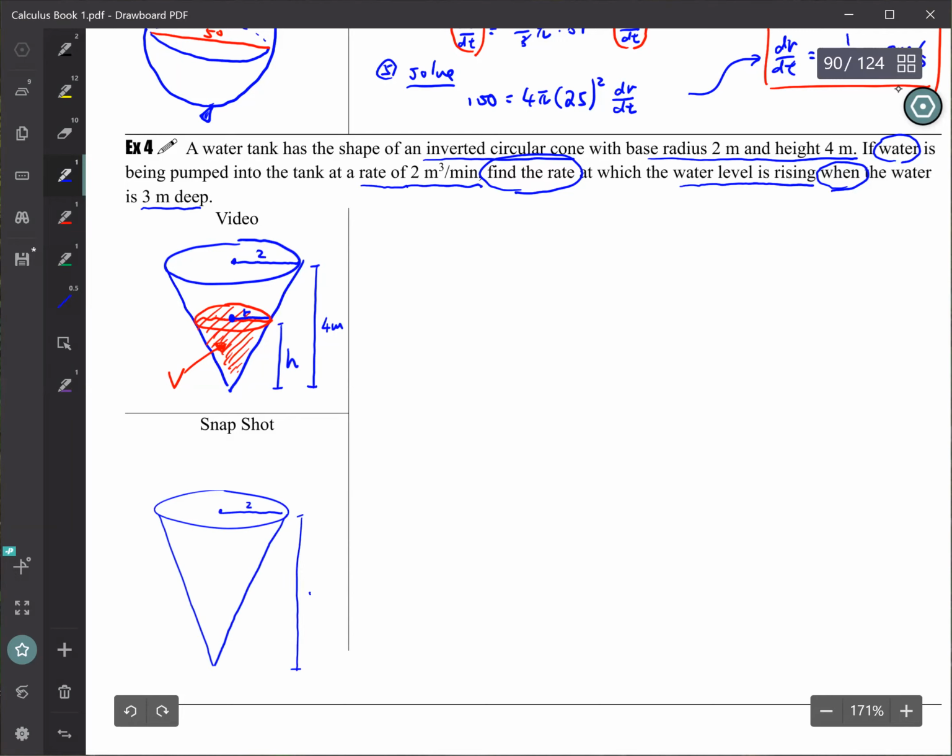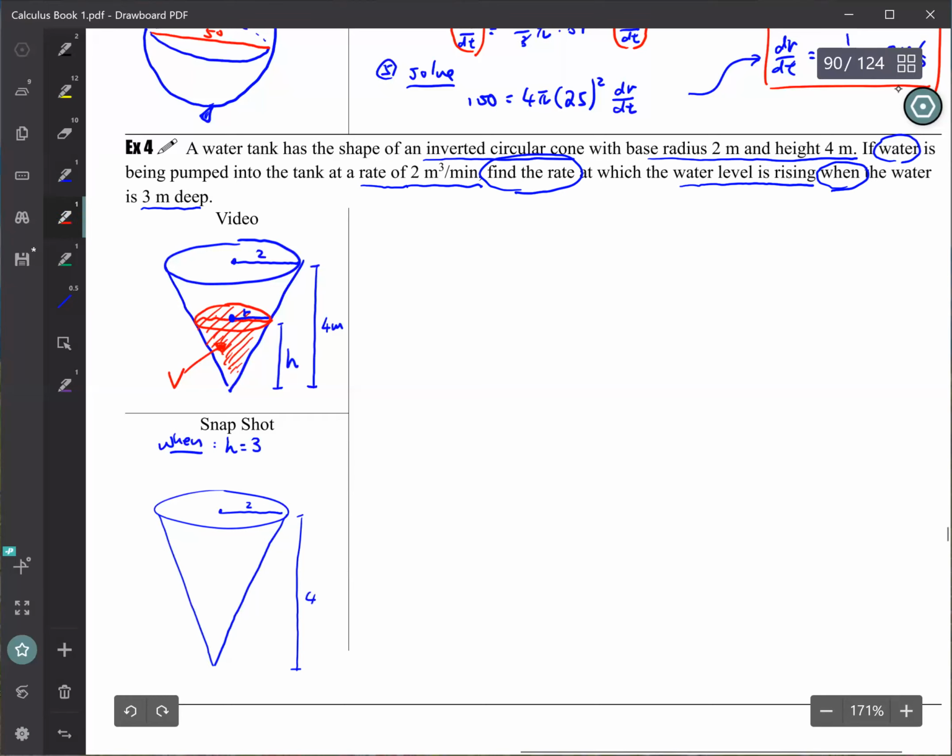Okay, so over here, what's the moment that we need to take the snapshot? Carrie? Is it when it's 3 meters? Yeah. Would it be similar to the first one, similar to the video, like how you drew? Mm-hmm. Okay, so when it's 3 meters deep, which variable becomes 3? The height. So when h equals 3, okay?